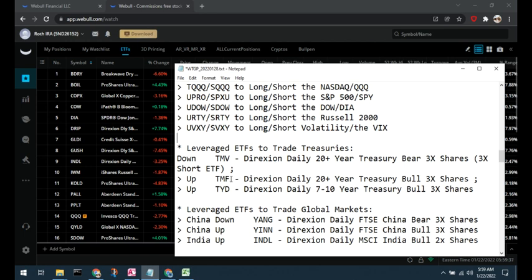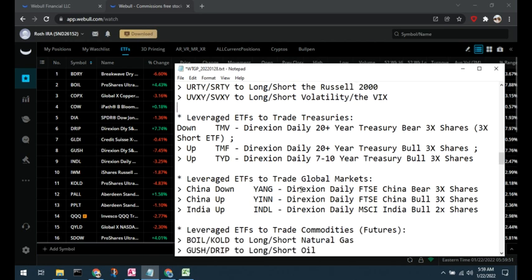If you want to play them up, and we are looking for a bottom in these Treasuries, once this hits bottom and starts swinging up, we're probably going to long Treasuries. So to long the 20 years, TMF, to long the 7 to 10s is TYD.